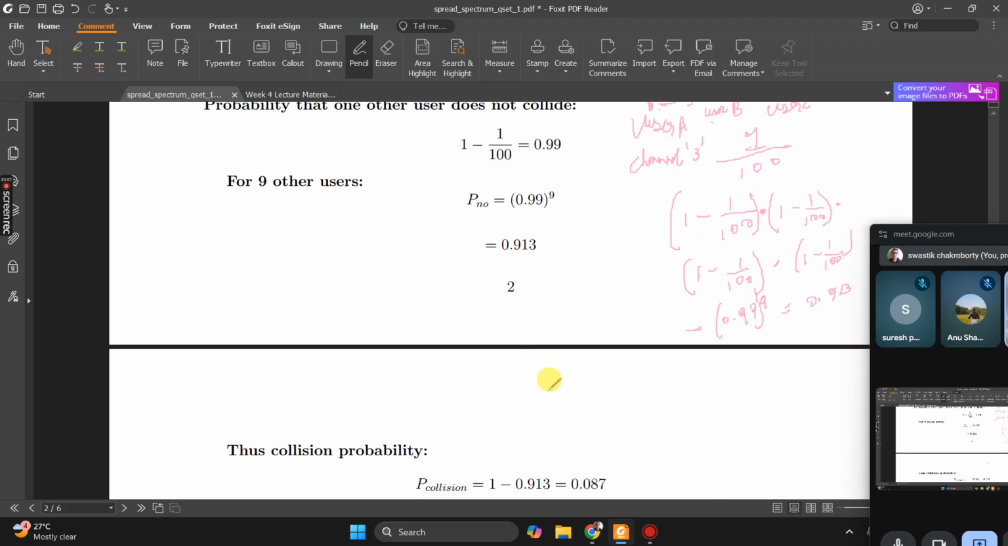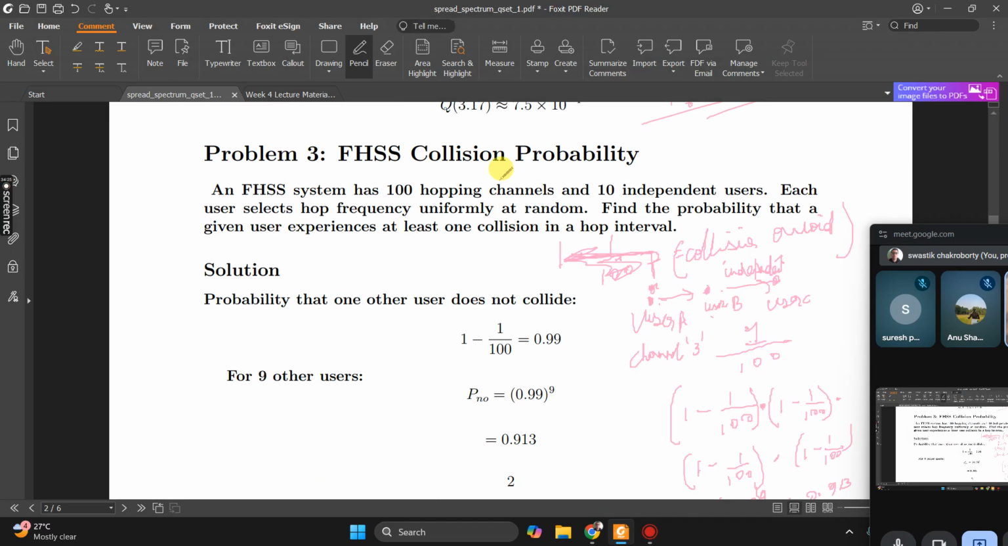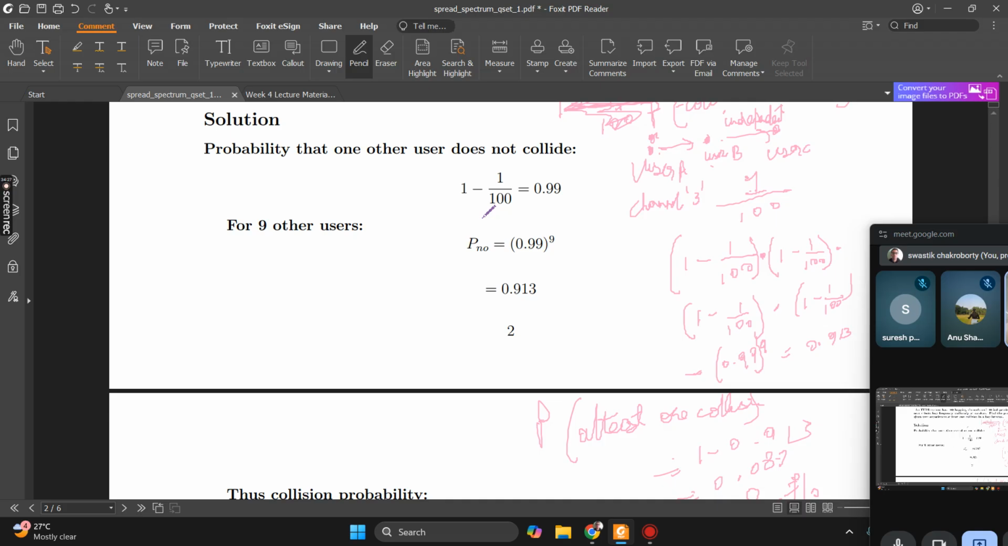Now, what is the probability of at least one collision? At least one collision is just the complement of avoiding collision, of no collision. So at least one collision will be just the complement of no collision. So it is 1 minus 0.913. So it is 0.087 or 8.7%. So there is roughly a 9% chance that there will be a collision if 10 users are hopping between 100 channels.